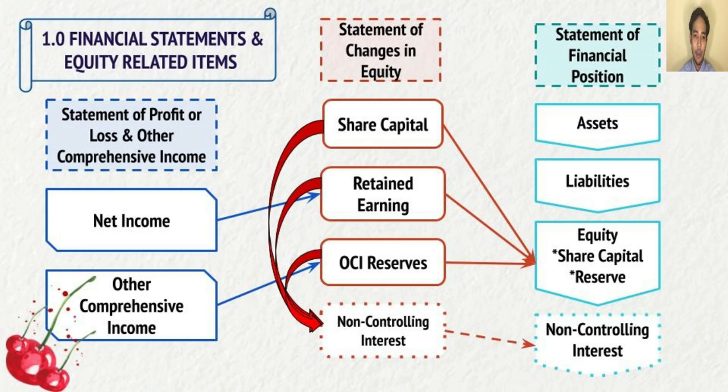A portion of share capital, retained earnings and OCI reserve will be allocated to non-controlling interest when the company prepares consolidation statement. Then the final balance for share capital, retained earnings and OCI reserve will be presented in statement of financial position under equity. If the company consolidates their financial statement, then the final balance of non-controlling interest in the statement of changes in equity will be transferred to the statement of financial position under non-controlling interest.